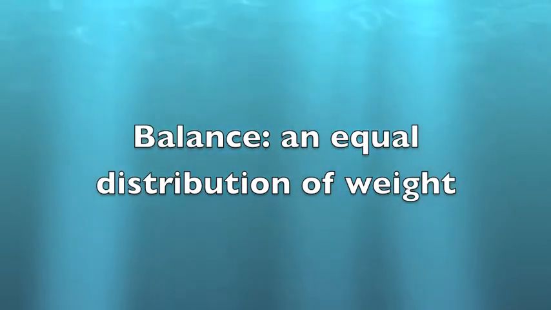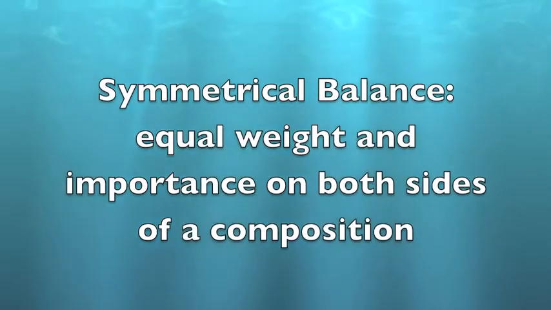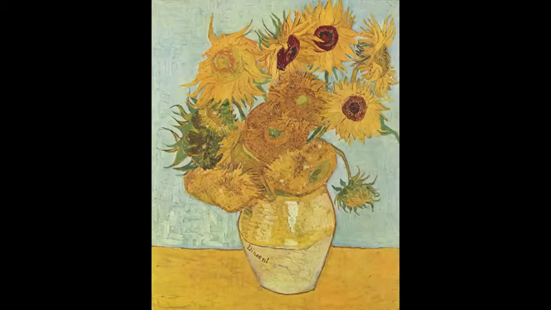Balance is an equal distribution of weight, and in art, it is used to distribute visual interest. Symmetrical balance involves equal weight and importance on both sides of a composition. In this work, the man is centered, making the piece bilaterally symmetrical. The same goes for this painting by Van Gogh. Although the vase and flowers are not exactly symmetrical, there is still balance and equal visual weight on both sides.